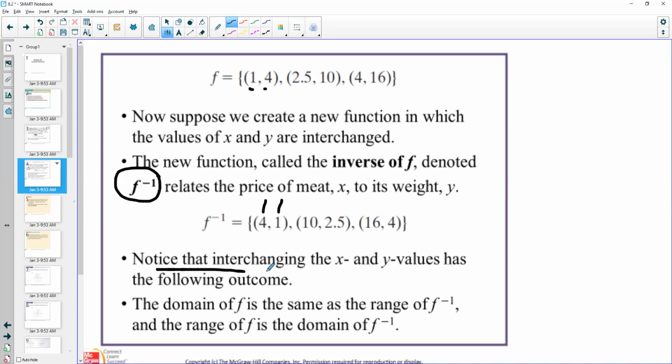When we do this, what used to be the domain of f is the same as the range of the inverse. So the domain was the x values. Now they're the y values. The range of f, which used to be the y values, is now the domain, the x values, of the inverse. Okay, we switch them.